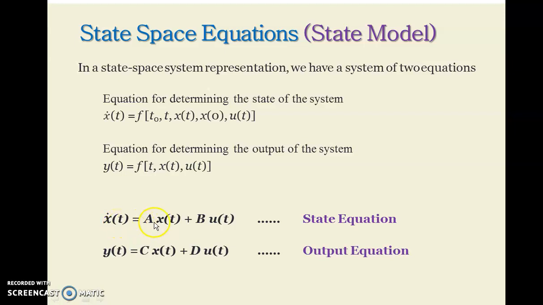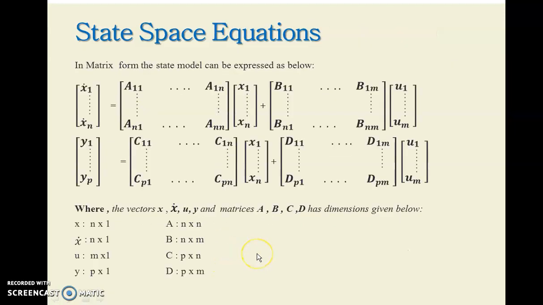x dot of t is equal to A multiplied with x of t plus B multiplied with u of t, and output equation is given as y of t is equal to C multiplied with x of t plus D multiplied with u of t. In matrix form or vector form, this state model is defined as given over here.